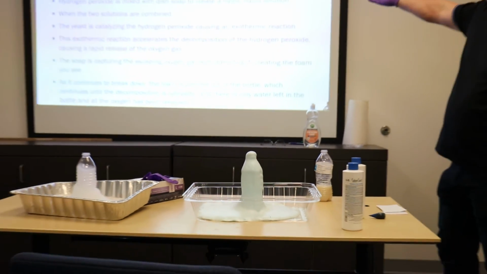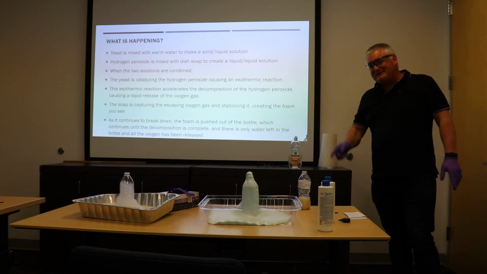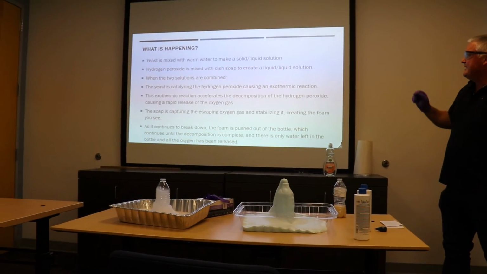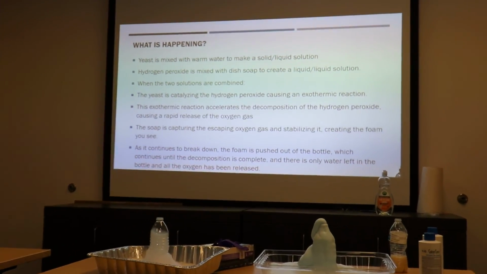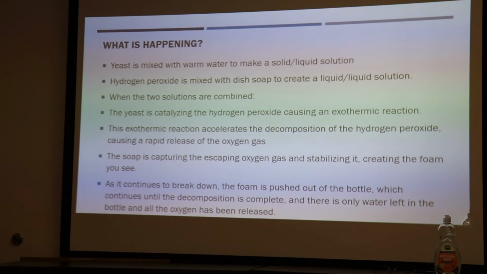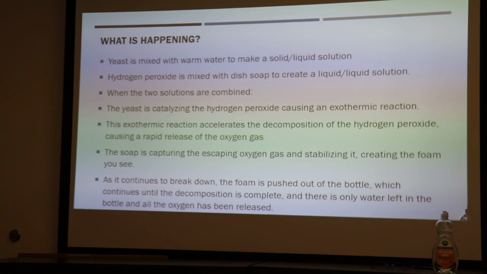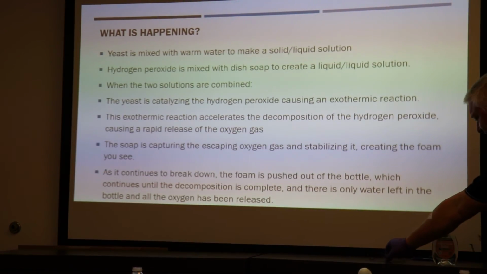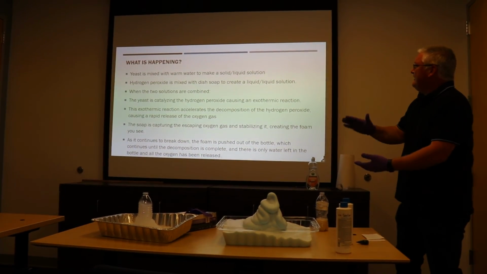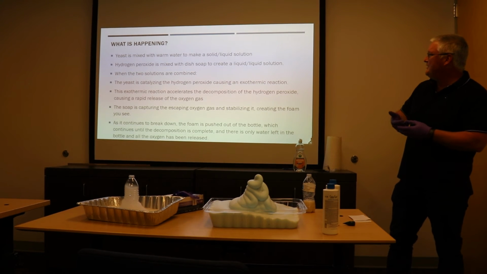Like I said, here, I haven't gone over the slide yet, have I? Okay, excellent. Now, as this is happening and you're getting this, let me go over the slide. What you're seeing, the yeast is mixed with the warm water to make a solid liquid solution, which is what we covered. So you've got the warm water breaking down the yeast, the solid, so it mixes up. Then you've got the, whoa, damn, I can't read that. Let me take my glasses off. All right. I can see. Okay, so hydrogen peroxide is mixed with dish soap, and that creates the liquid on liquid solution.